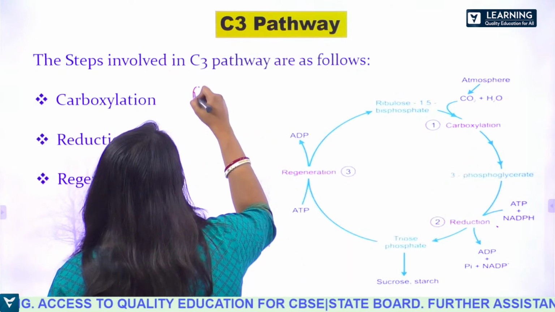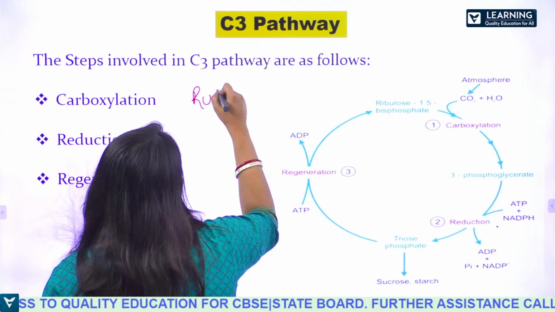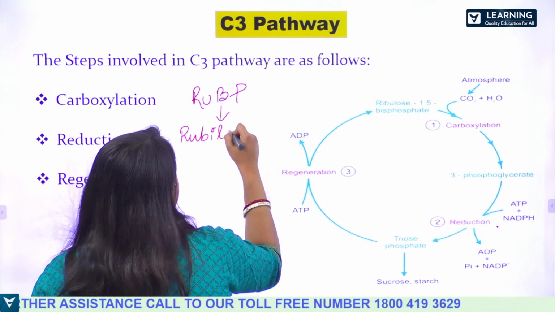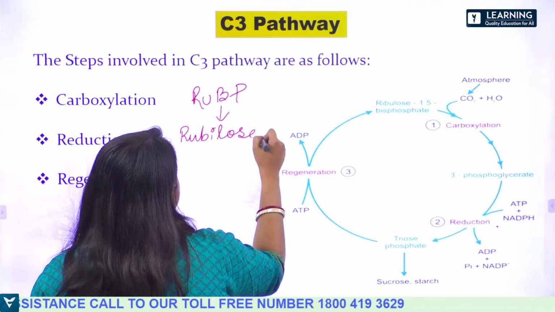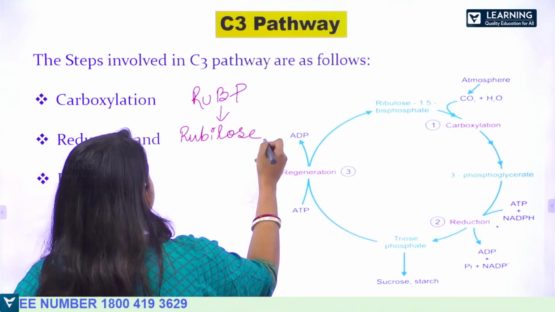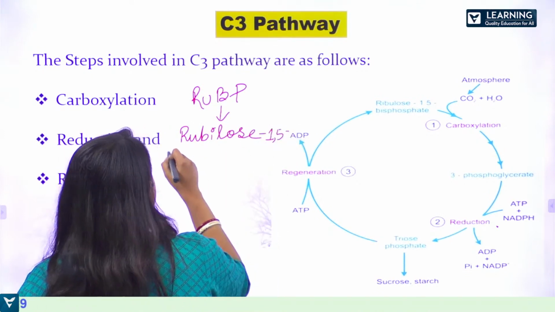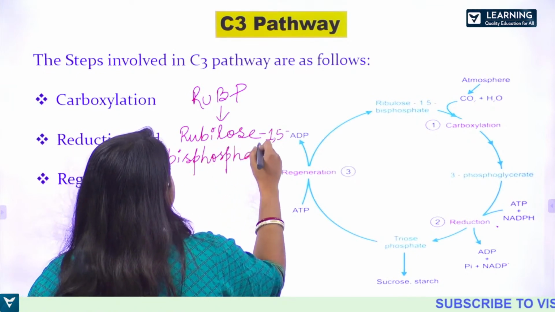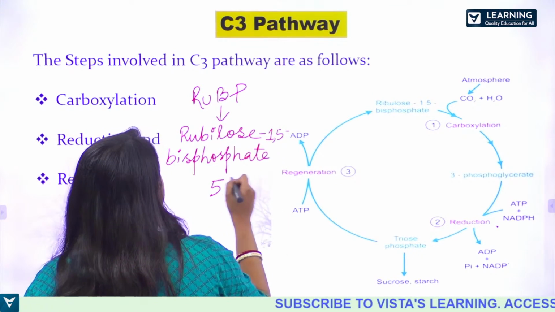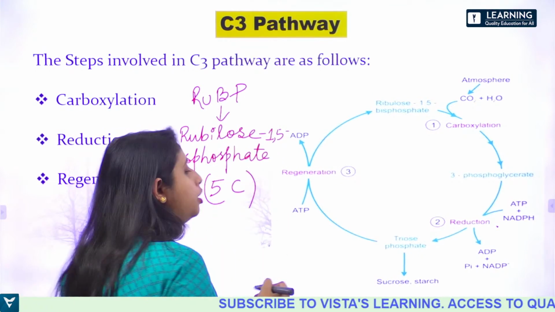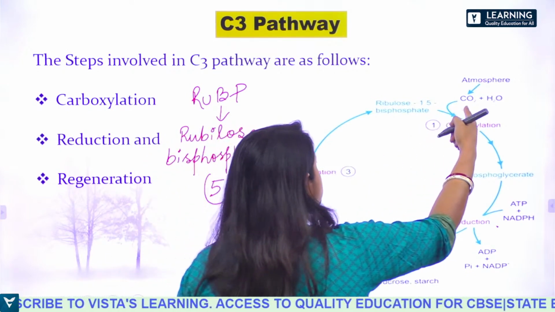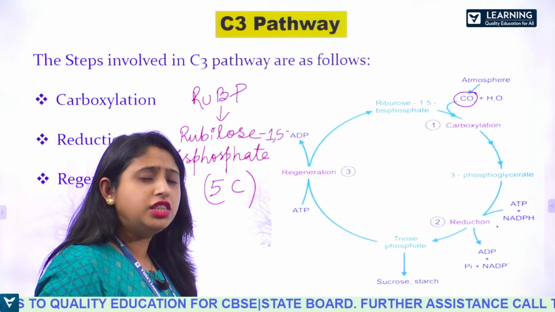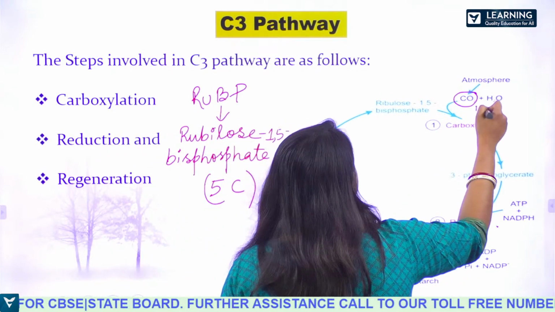RuBP means ribulose 1,5-bisphosphate, which is a 5-carbon molecule. So what happens here? The carbon dioxide which is present in the atmosphere, here one carbon molecule is present, right?